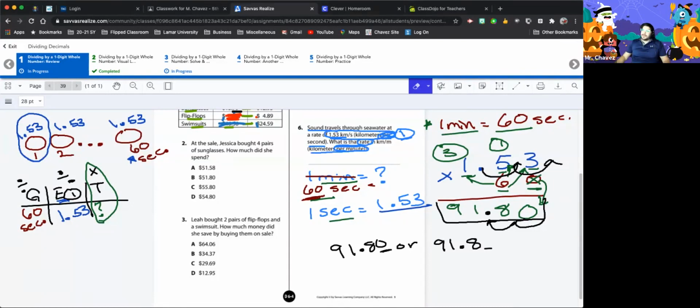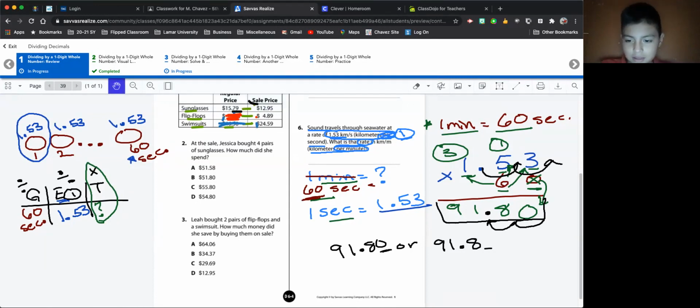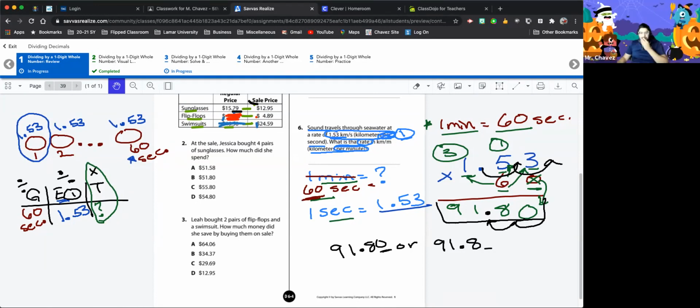So once you're done with the review, whenever it comes to comparing decimals, I always look for the greatest decimal. Let's say that there is 91 and 800,000, so that's the greatest, and then I see 91 and 8 tenths. So then I add 2 zeros because that's going to match the highest number. Then now you can compare.